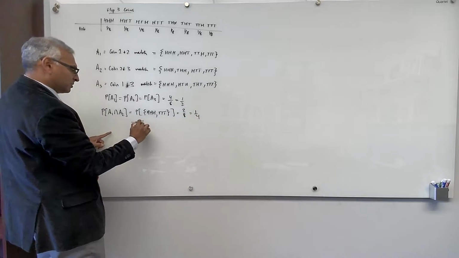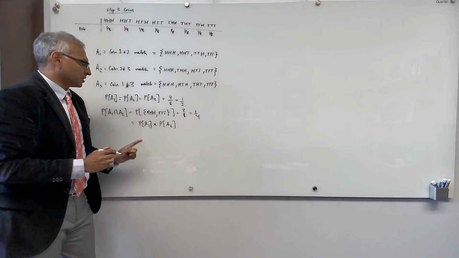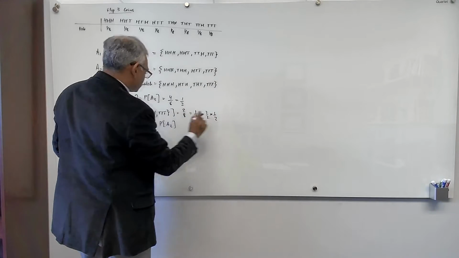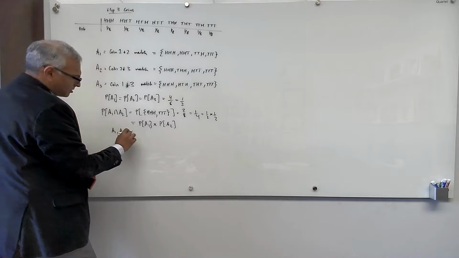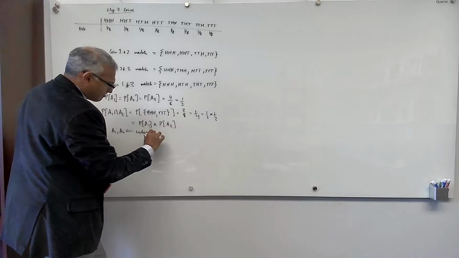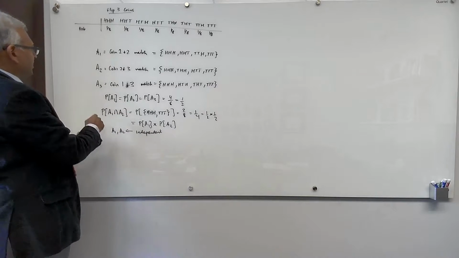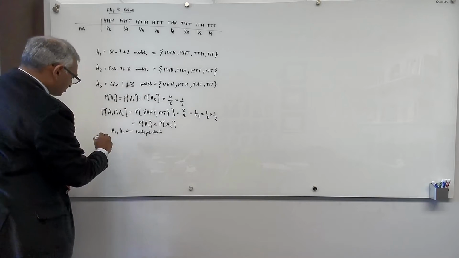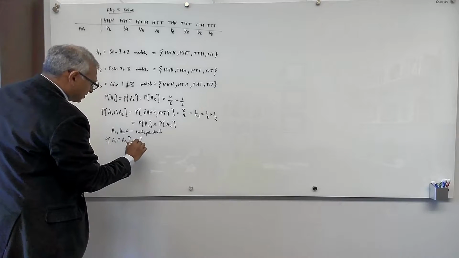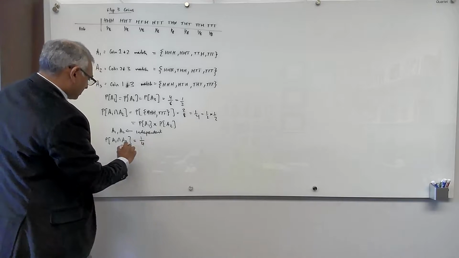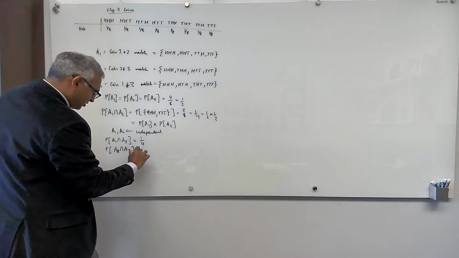And look, that's equal to the probability of A1 times the probability of A2, because each of those has probability 1/2. So this is 1/2 times 1/2, the product of the probabilities. So A1 and A2 are independent. Now you can do the same thing for A1 and A3, and A2 and A3. The probability of A1 and A3 also equals 1/4, and the probability of A2 and A3 also equals 1/4.